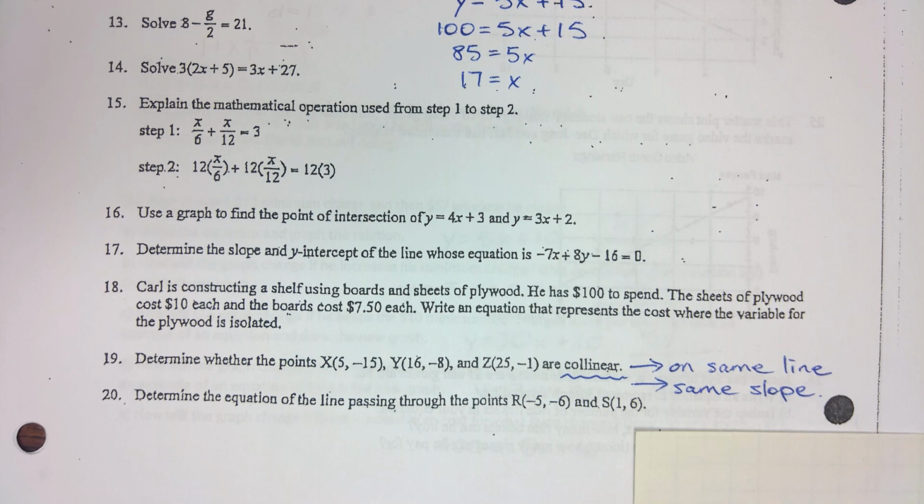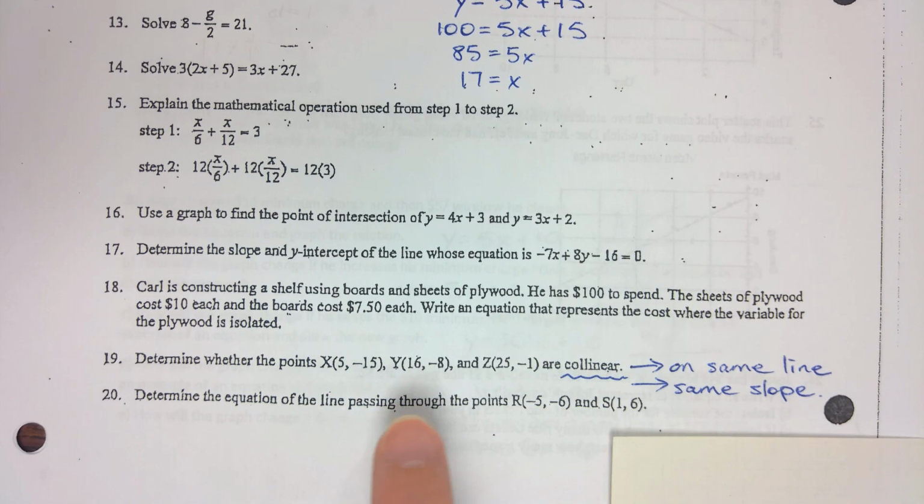Right. Okay. If they're all on the same line, it means that they all have the same slope between the points. So how many times do I have to check the slope? How many times do I have to do the slope formula? How many times do I have to check the slope formula here? Yep. 3 times. Okay.